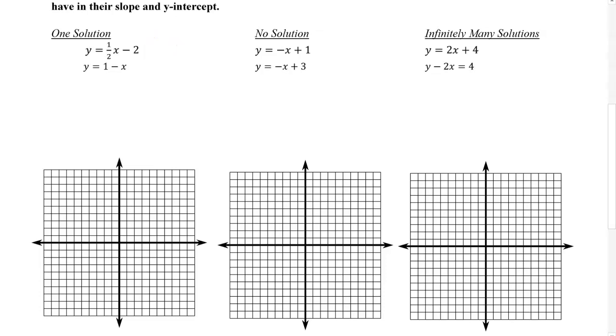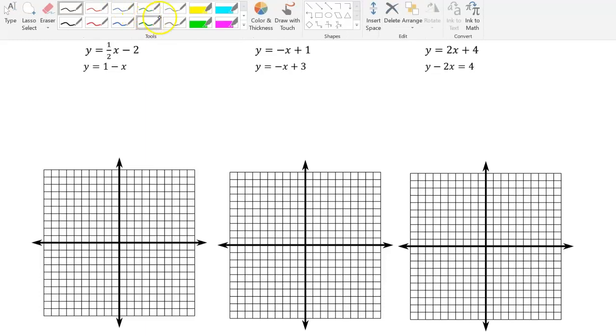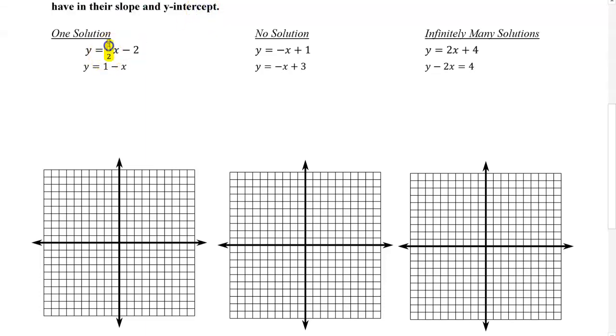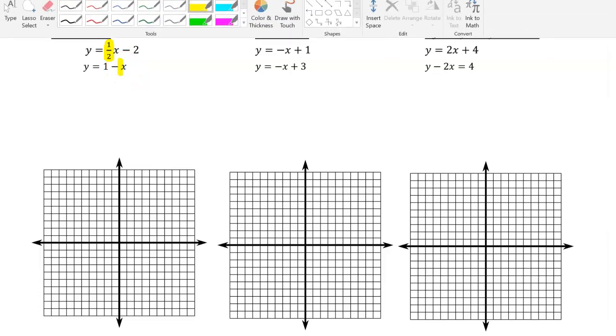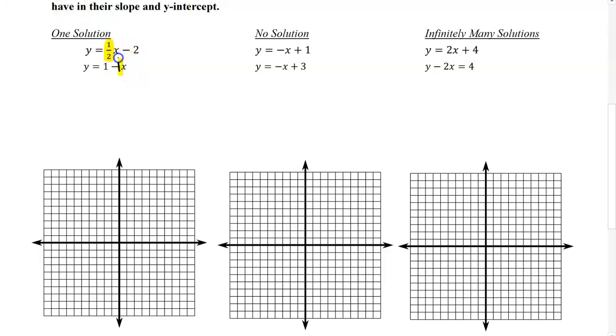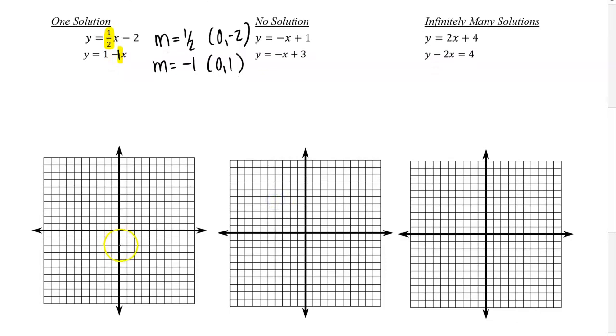One solution. The first thing I'm going to do is use my knowledge of graphing to determine the slope of both of these lines. Even though I can't see the slope of the bottom line, I know that it's -1. So the slope of the top line is 1/2, and the y-intercept is -2. The slope of the bottom line, even though we're out of order here, is -1 and the y-intercept is 1. So I'm going to graph the first line starting at -2.